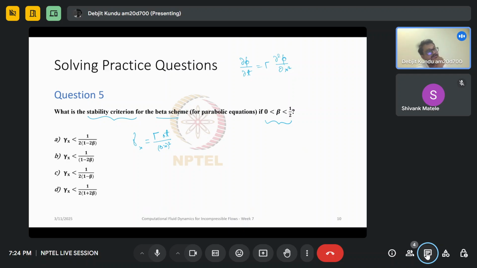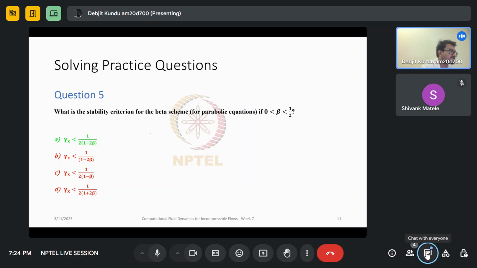So is it option A, gamma x less than 1 over 2 into 1 minus 2 beta? Is it option B, gamma x has to be less than 1 over 1 minus 2 beta? Is it option C, gamma x less than 1 over 2 into 1 minus beta? Or option D, gamma x less than 1 over 2 into 1 plus 2 beta? Okay, let's just go to the solution. It's 1 over 2 into 1 minus 2 beta.